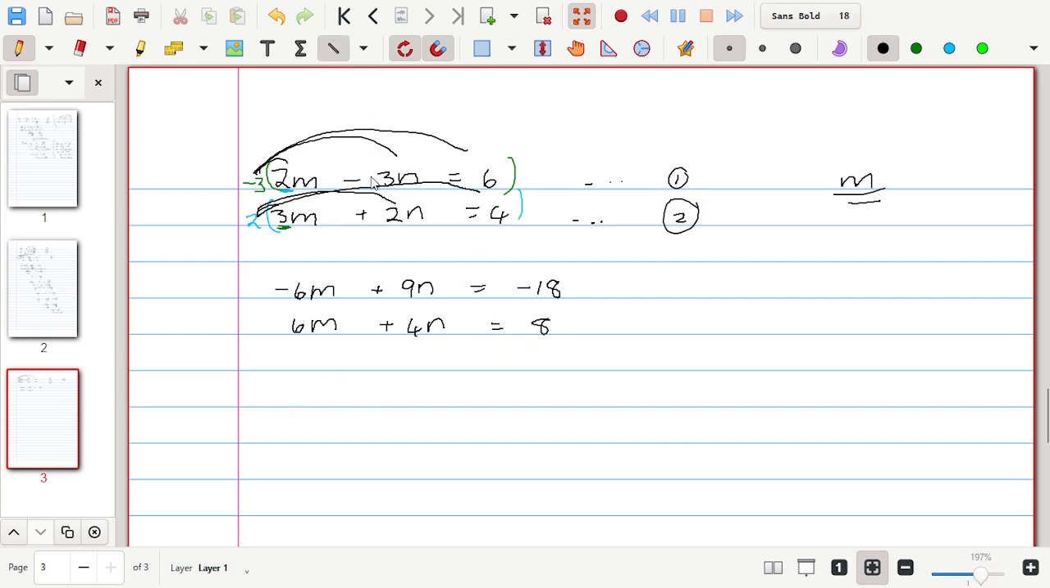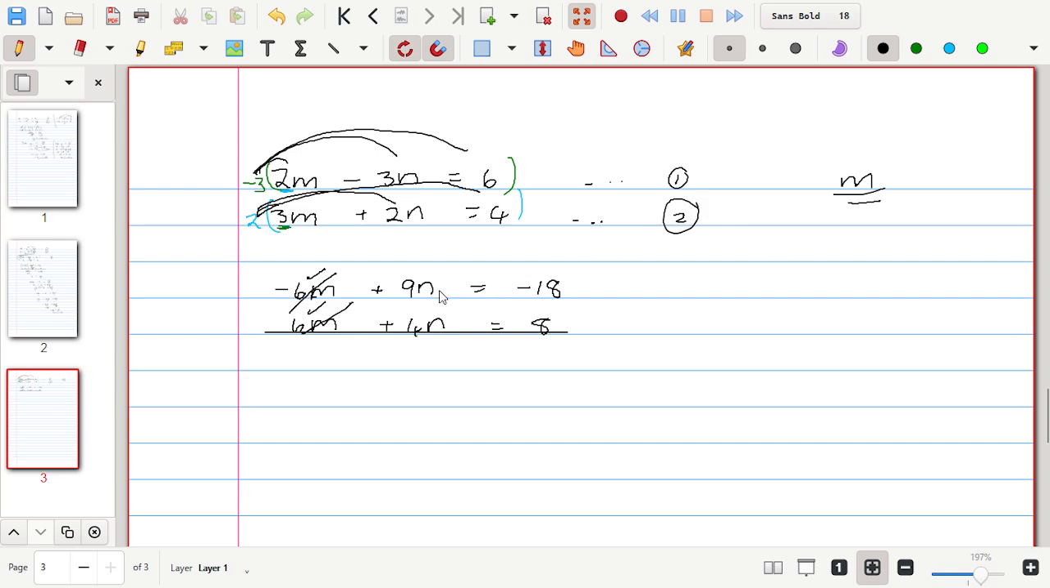Now, why did I multiply with a negative number on the first equation, but multiply with a positive number on the second equation? Because now, remember, if you look at the m, our coefficients are the same, it's 6. The signs are different because the first one is negative, second one is positive. These two can cancel out.